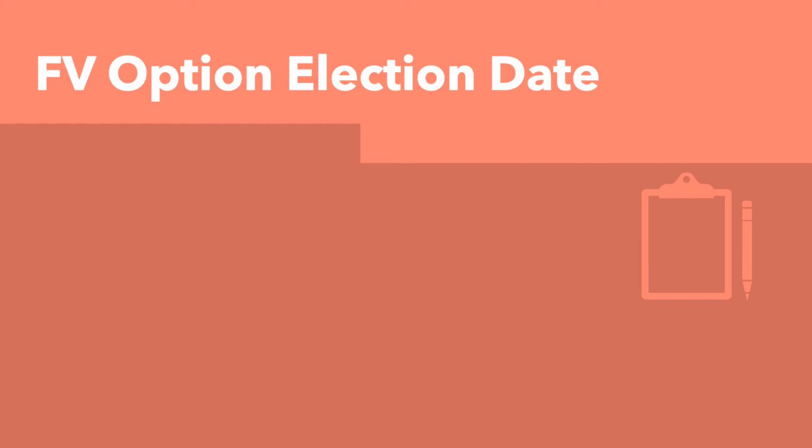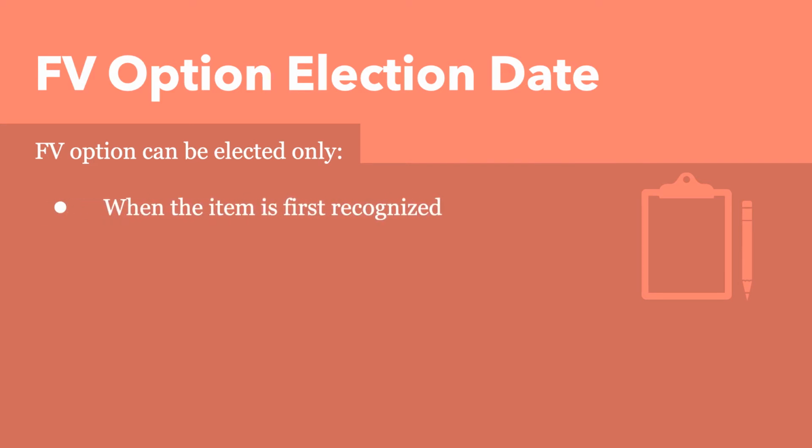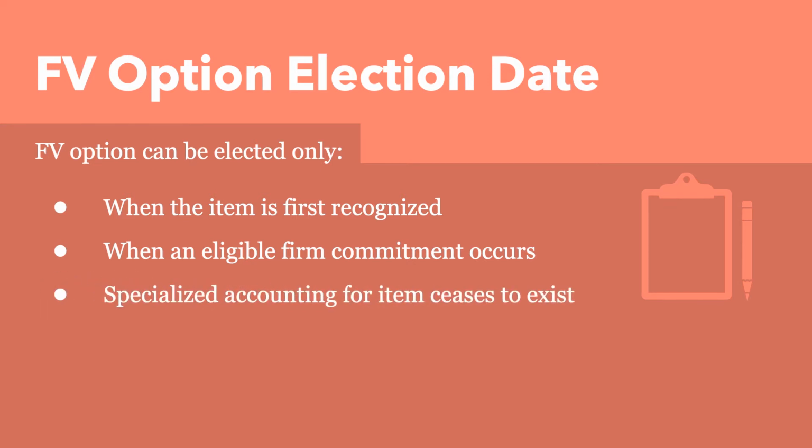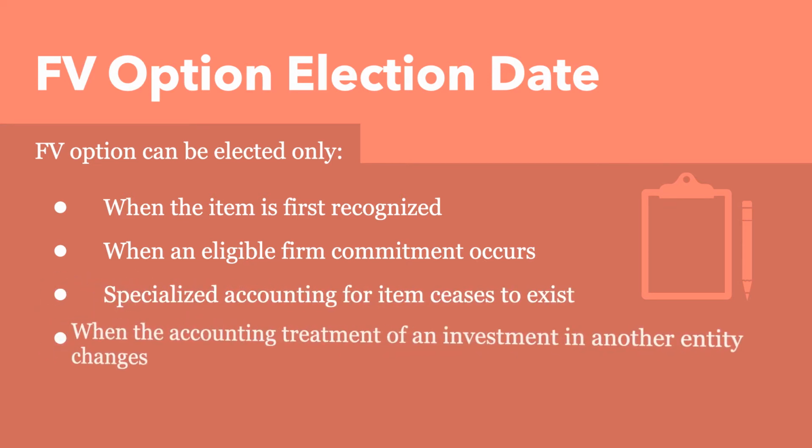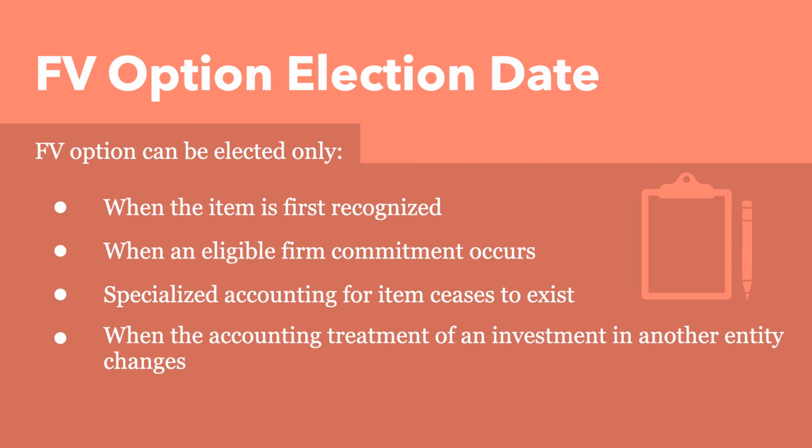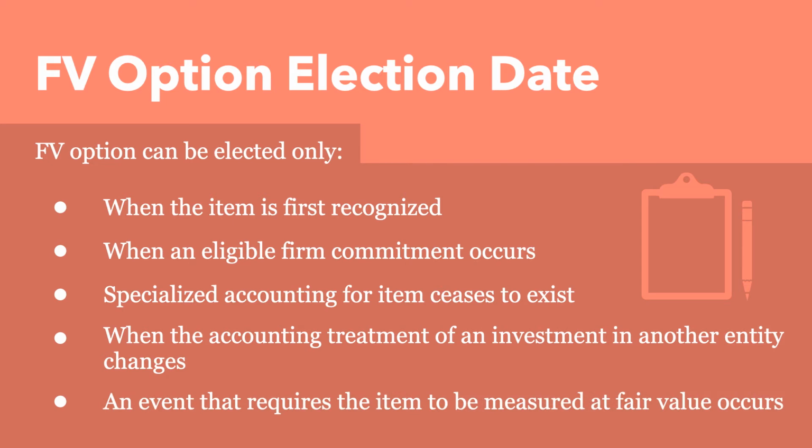Electing the fair value option is like a marriage. It is a commitment and is not something that can be jumped in and out of. The fair value option can be elected only when the item is first recognized, when an eligible firm commitment occurs, when specialized accounting for an item ceases to exist, when the accounting treatment of an investment in another entity changes, or when an event that requires the item to be measured at fair value occurs.